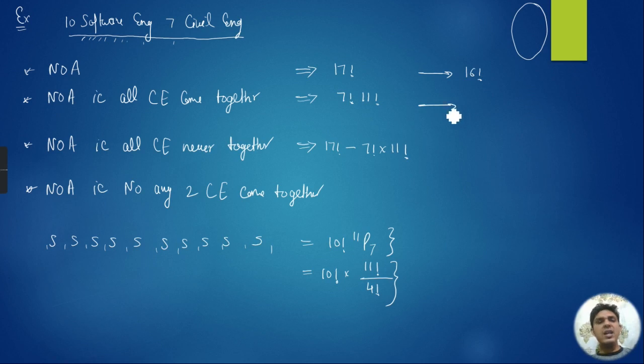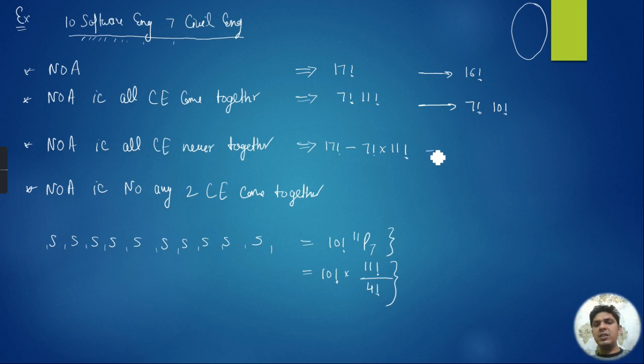Now, second thing, number of arrangement such that all civil engineers come together. So first of all, place all seven civil engineers at any places. So seven civil engineers can be placed in factorial 7 ways. Now I have to arrange this group of 7 civil engineers with 10 software engineers. That means 10 plus 1 group, that is 11. And 11 objects can be arranged in a circle in factorial 10 ways. So students, answer of this question will be factorial 7 multiplied by factorial 10.